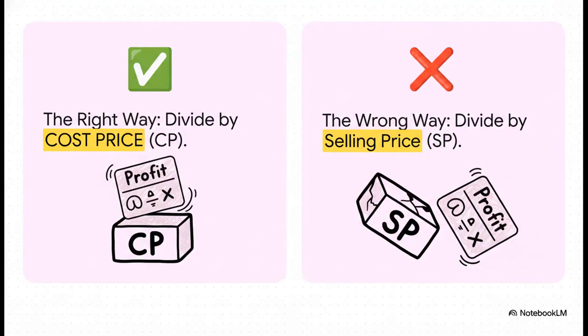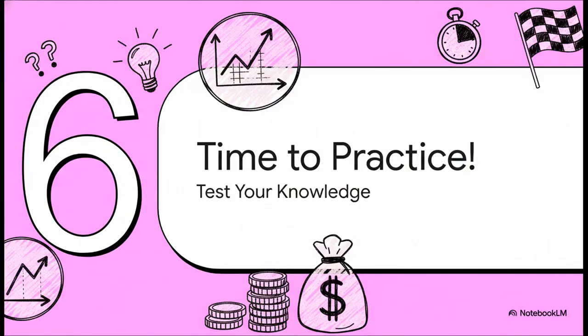So let's be crystal clear. When you're finding that percentage, you are always going to divide by the cost price. People so often make the mistake of dividing by the selling price instead. Don't do it. Your baseline is what it cost you to begin with. All right, theory's done. You've got the concepts, you've got the golden rule. So how about we put it to the test? Let's do a couple of quick questions and make sure this is all making sense.